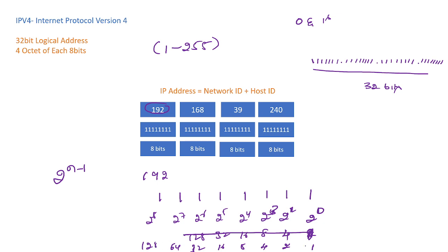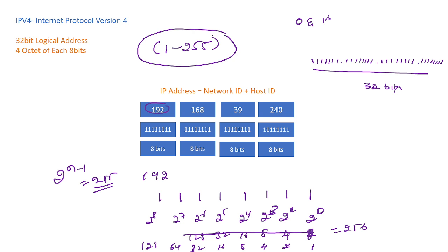If you add all these values, it will become 256, and my formula is 2 to the power of n minus 1. So 2 to the power of n is 256. If you minus 1, it will become 255, and that is the reason I told you the number will vary between 1 and 255.